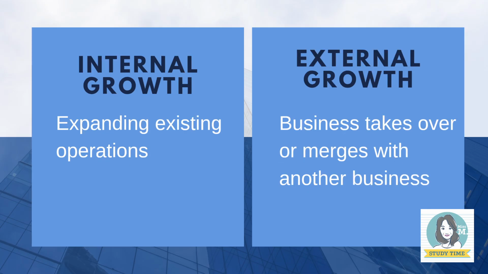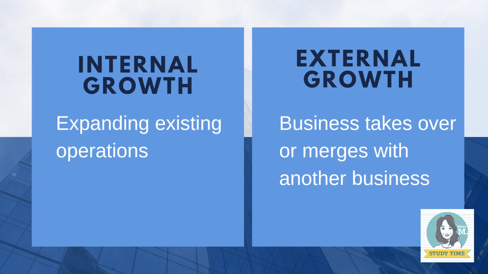Internal growth and external growth. From the word itself, internal means inside the business, within the business. And internal growth happens when the business expands its existing operations, which means that the business grows by improving its own processes, increasing production capacity, launching new products, or entering new markets. So it focuses on growing from within without merging with or acquiring other businesses.